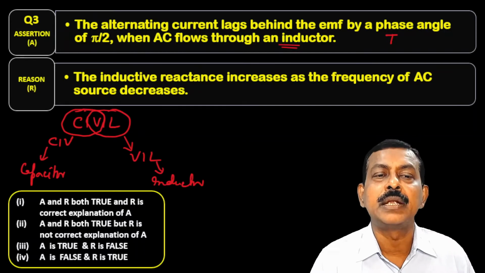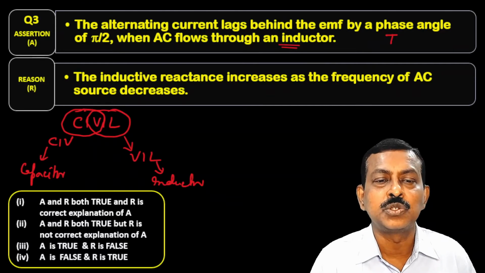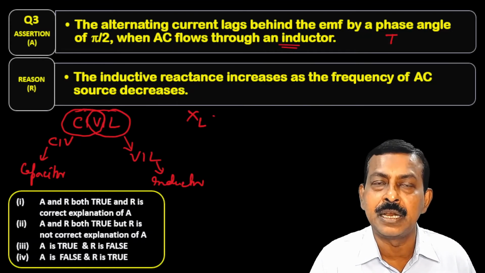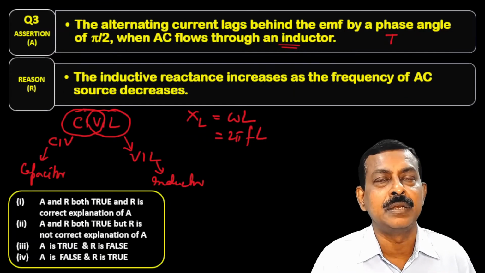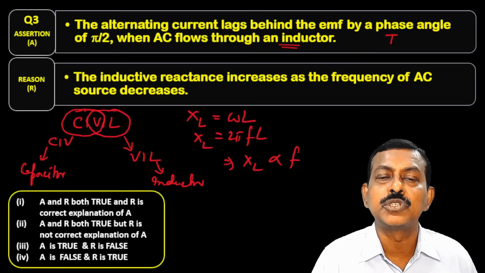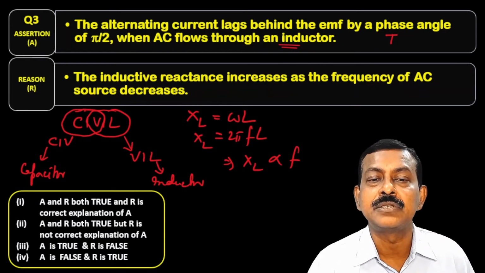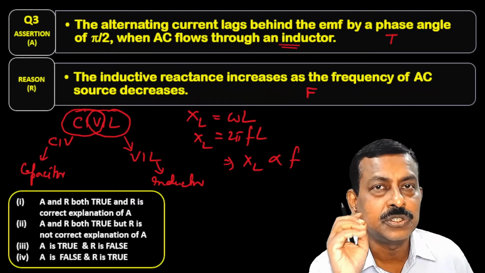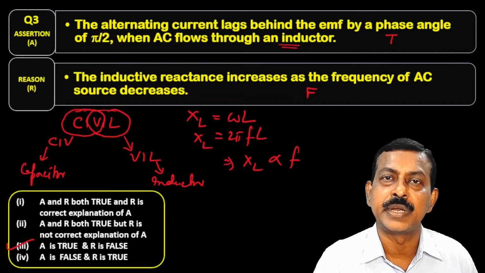And the second part, that is the reason: the inductive reactance increases as the frequency of the AC source decreases. Now, inductive reactance is XL, which is omega L, and that can be written as 2 pi f L. So XL is directly proportional to frequency. What is given here is that inductive reactance increases as frequency decreases, that means this is false. So here the assertion is true, the reason is false, so the third option is the correct one.